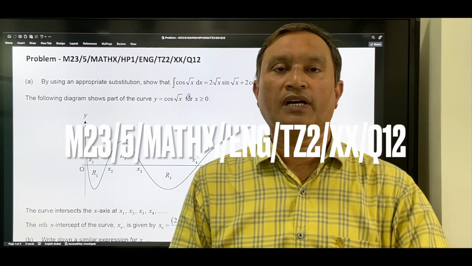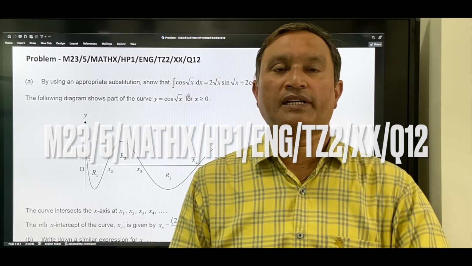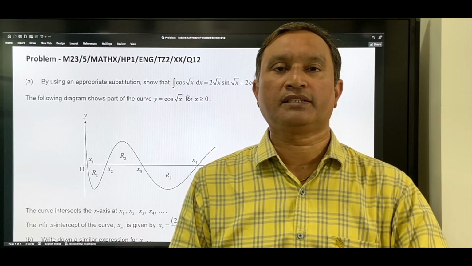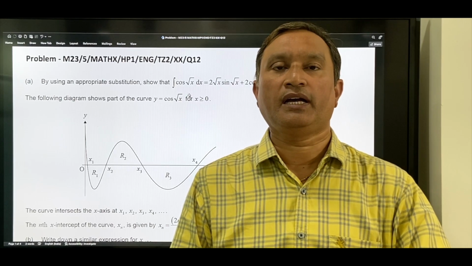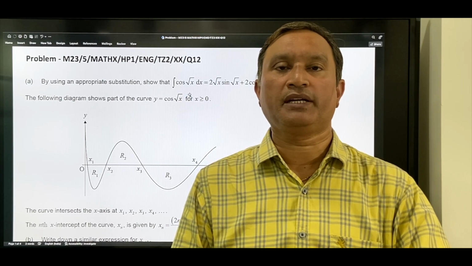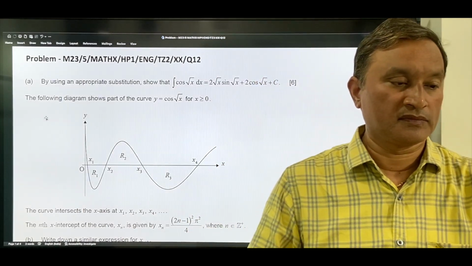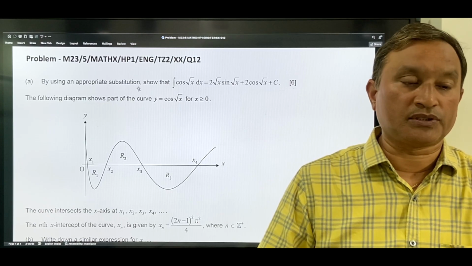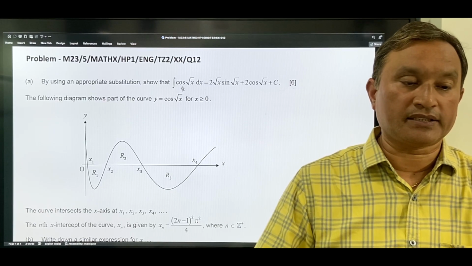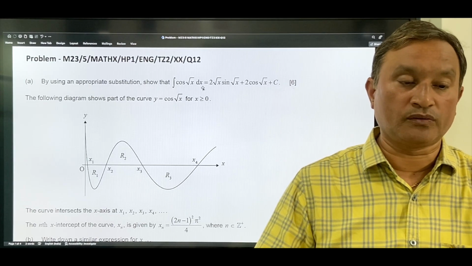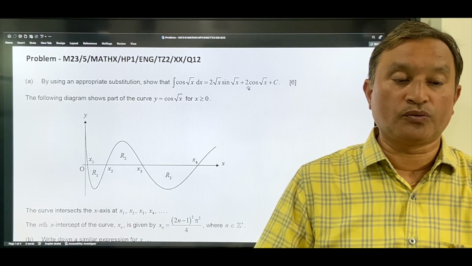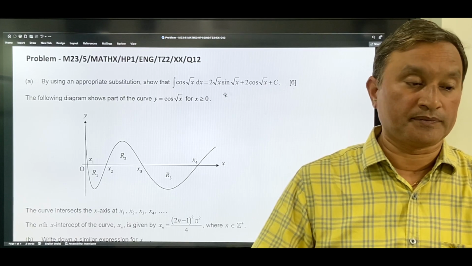Hello friends, we are going to learn the concept of integration from the unit calculus of the IBDP Math AAHL syllabus, and I have taken a problem from an IBDP Math AAHL past paper. Now the problem here is: A. By using an appropriate substitution, show that the integral of cos root x dx equals 2 root x sin root x plus 2 cos root x plus c.